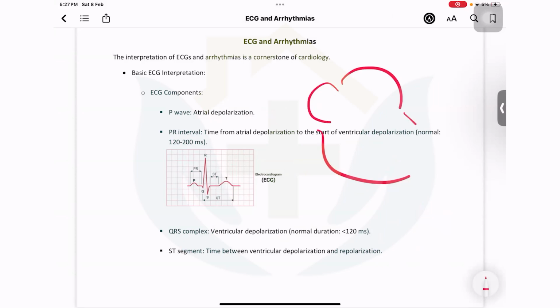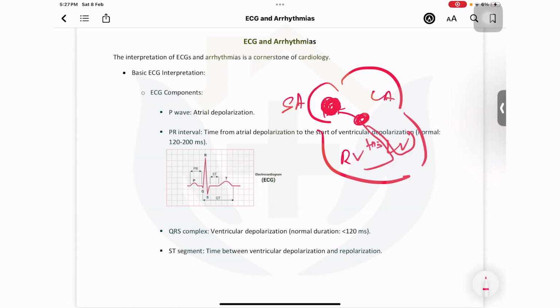this is the heart, and this is the right atrium. This is the LA. This is LV, and this is RV. So here is the SA node. This is the SA node. This is the AV node, and this is the His bundle.